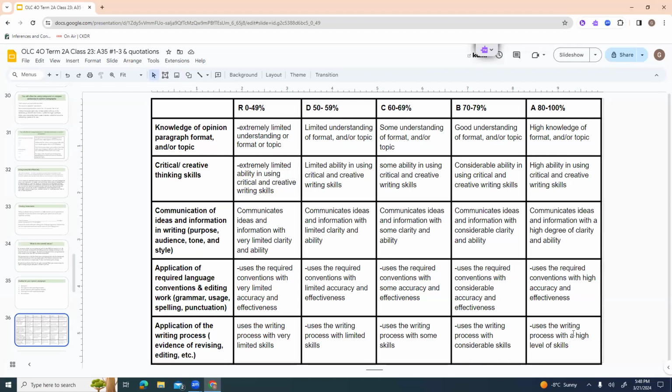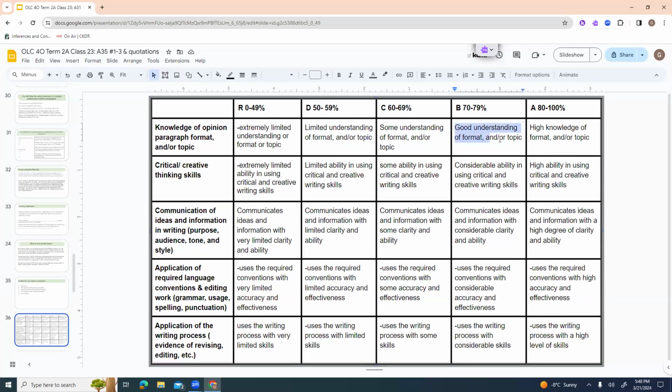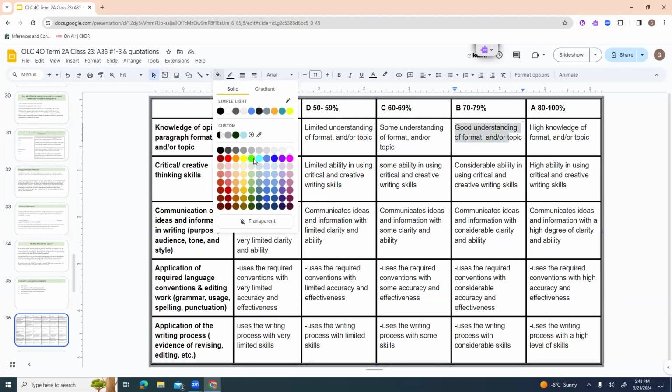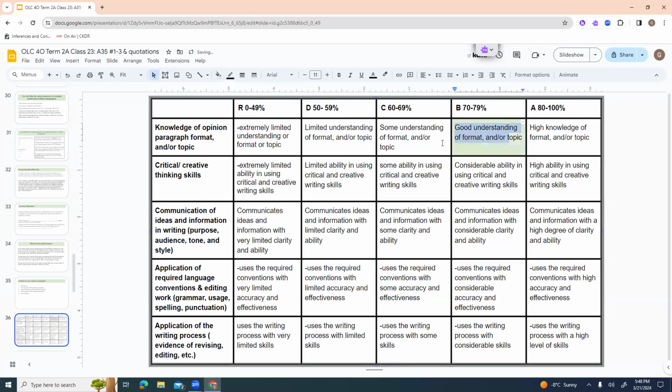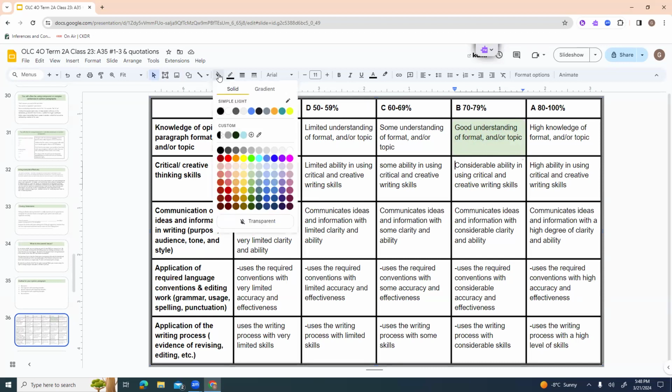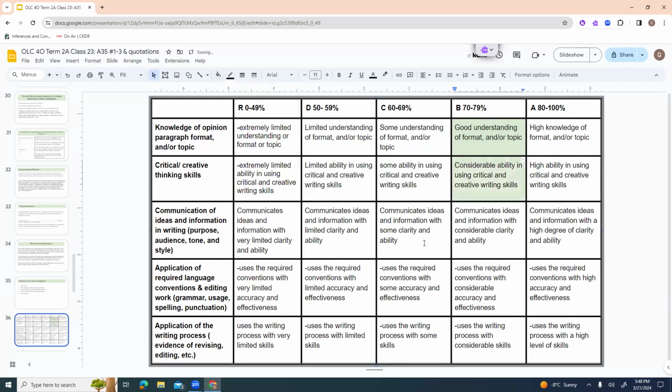Okay. So I just wanted to show you, we have a minute or two. So let's say you showed great understanding of the topic. I'm going to fill this in and show you what I mean. So I think you did a great job of showing me you understood the topic and you had good paragraph format. I also thought you had pretty good ability using your critical and creative writing skills. Happy with that too. There were some clarity and ability issues. There's a few parts I was confused what you meant and I couldn't quite understand you. So there's slightly lower marks there.